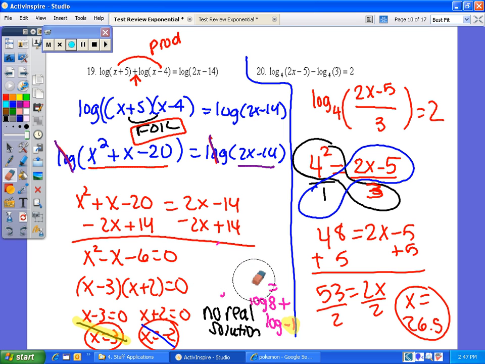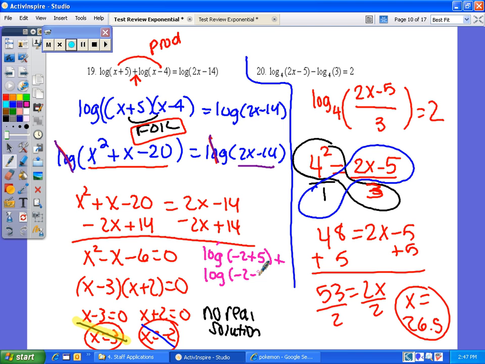So now, if I were to check the negative 2, I wind up getting log of 3, which is fine, plus log of negative 6. I'm not allowed to have a negative log. Okay, I just can't do it. So both of them cancel out.